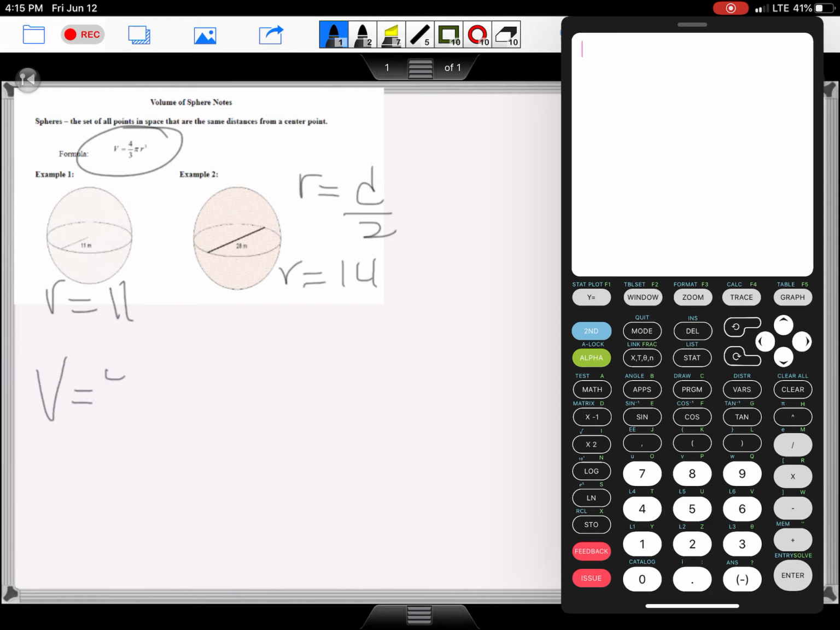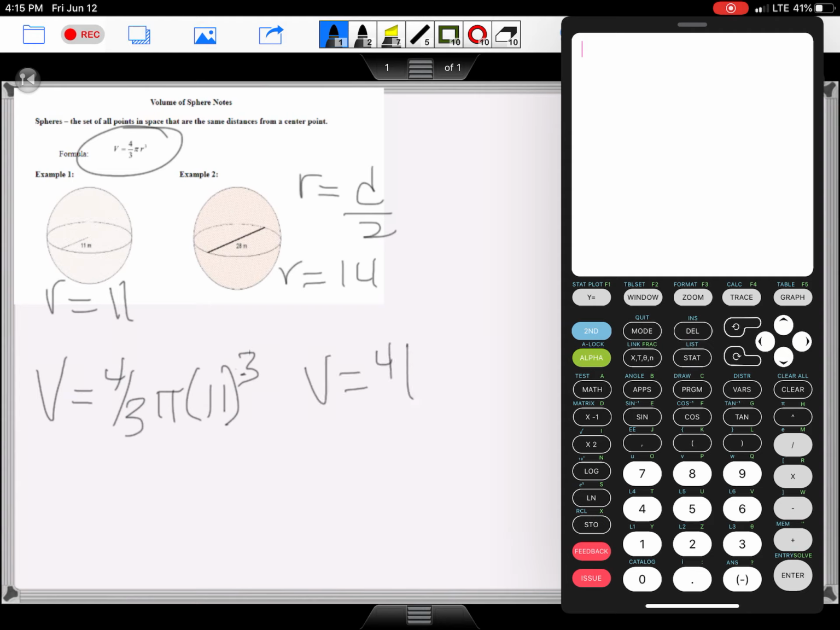So volume equals 4 divided by 3 times pi. And then my radius is 11, and I'm going to cube it. Make that look like a 3. And so now I know that if I put that in the calculator, it's going to give me the approximation number. Now, if I wanted the students to give me the exact number, I would leave it in pi. But this will be just an example to show my students how they can use Doceri with the calculator. So then I'm going to do the same thing for example number 2.